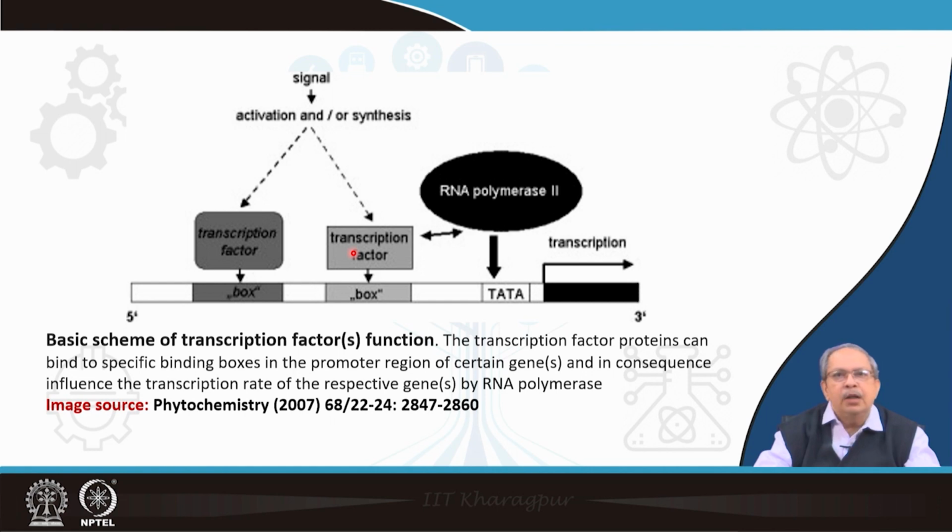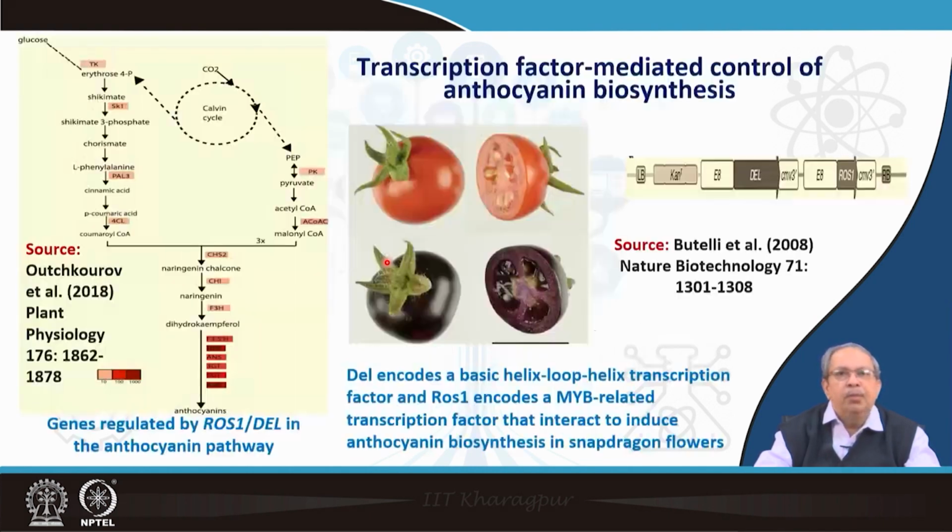In fact, in earlier work in the late 90s, people worked with maize cell cultures, where they expressed several transcription factors and obtained very beautiful results. One such transcription factor activated the formation of anthocyanin, whereas another set of transcription factors, when overexpressed, led to the formation of flavonoid compounds. That means different transcription factors play different roles in activating different specialized metabolic pathways.